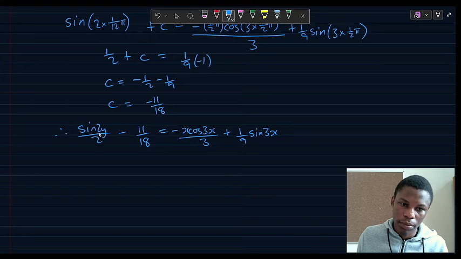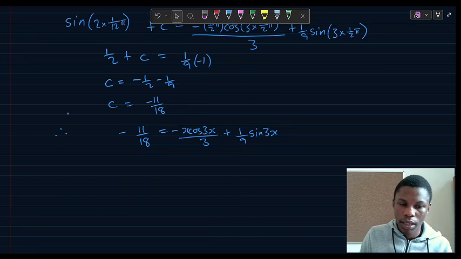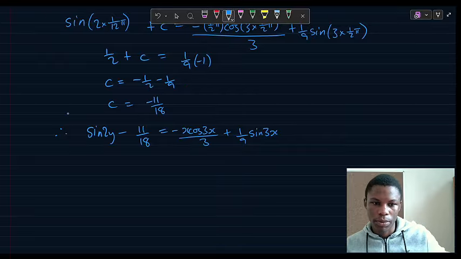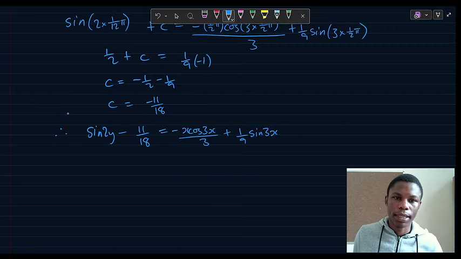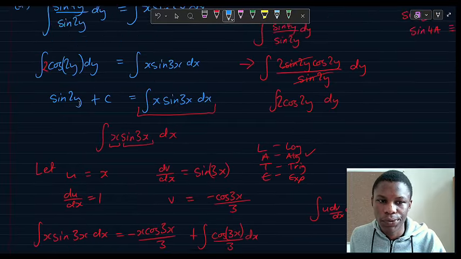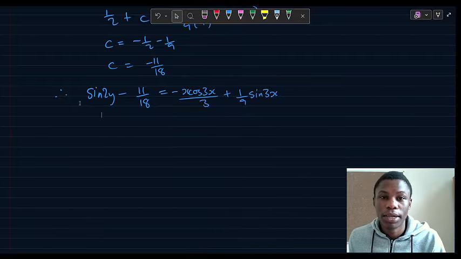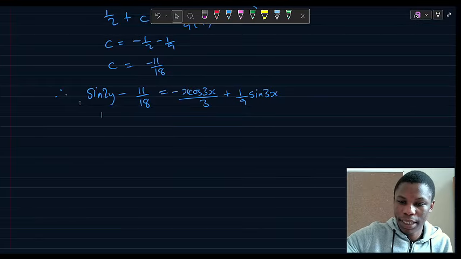And this should just be sine 2y, not divided by anything. So that was a mistake on my part. But the integration on the other side was fine. It was just the sine 2y. All right, so that will be our final answer for part A.